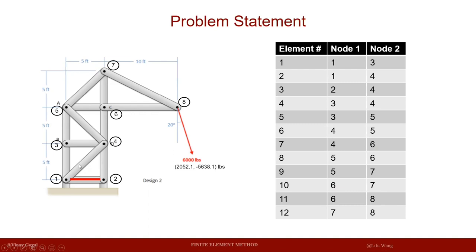And if you look at node 1 and node 2, because they're both pinned, there won't be any deformation between member 1, 2. So other than member 1, 2, all the elements are given. For example, element 1 is connecting node 1 and node 3. So there are in total 12 elements here.